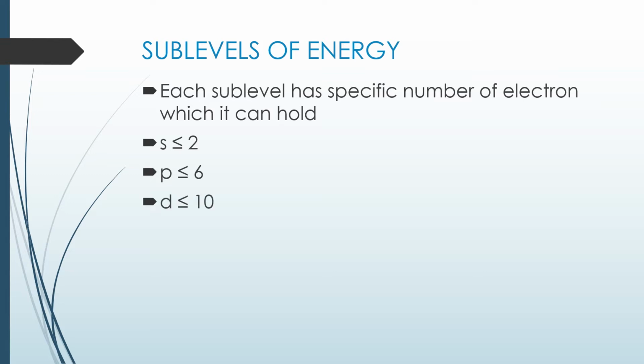For the D sublevel, we have less than or equal to 10. This means it can have 1 to 10 electrons, but it cannot hold 11 electrons. And for the F, we have less than or equal to 14. Ibig sabihin, pwede siyang magkaroon ng 1 hanggang 14 electrons, pero hindi na pwedeng sumobra sa 14.